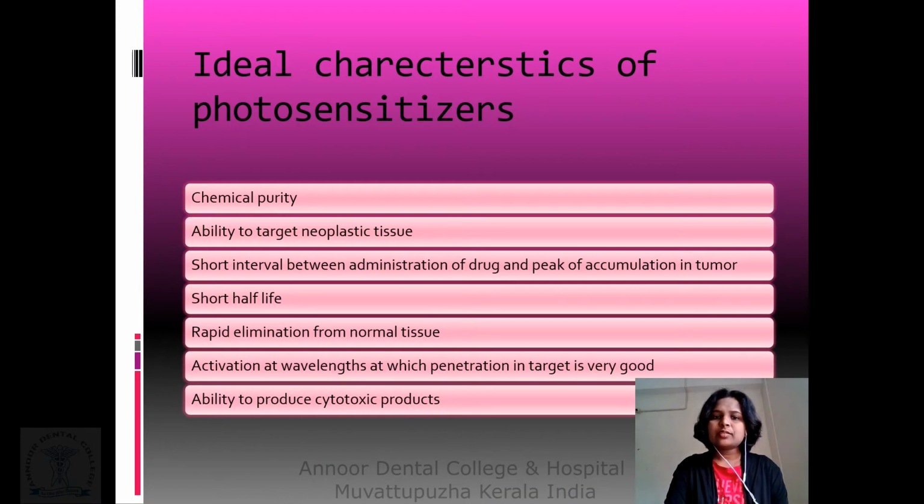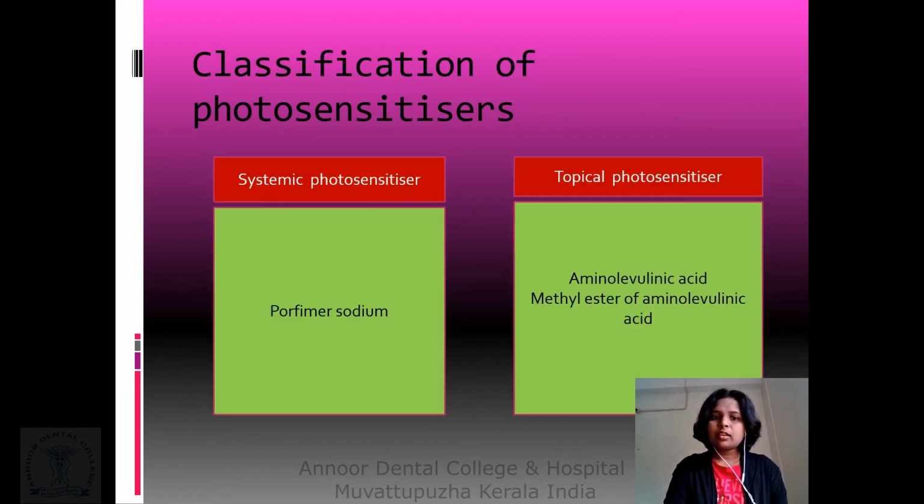What are the ideal characteristics of a photosensitizer? It has to have chemical purity and the ability to target neoplastic tissue. There should be a short interval between administration of the drug and peak accumulation in the tumor, a short half-life, rapid elimination from normal tissue, activation at wavelengths at which penetration in the target is very good, and the ability to produce cytotoxic products. There are systemic as well as topical photosensitizers. The important systemic photosensitizer is porfimer sodium, and the topical one is aminolevulinic acid and its methyl ester.